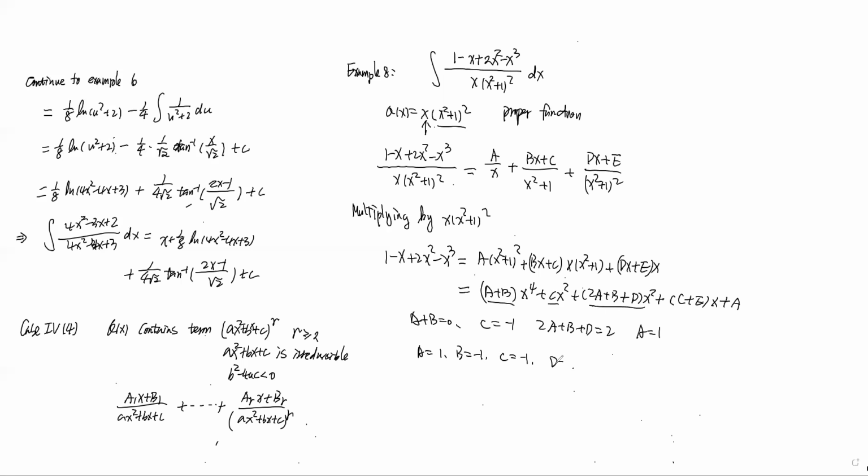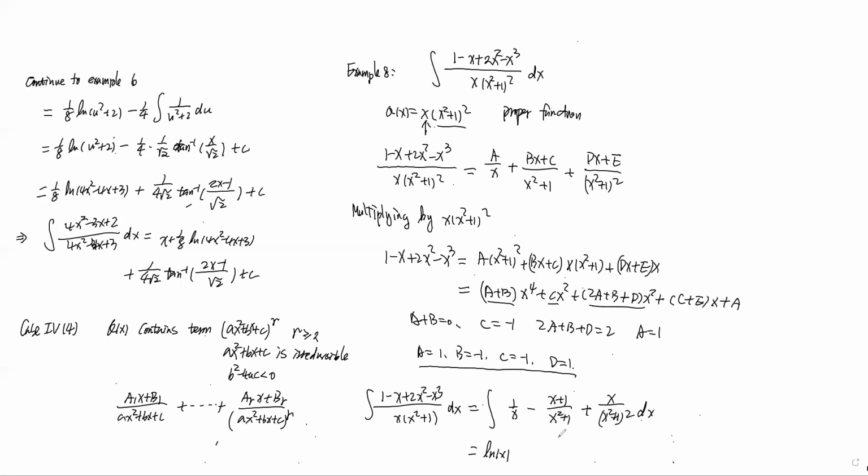That's low one, right? D is 1. So we get this. So let's deal with this. We have the integral of 1 minus x plus 2x squared minus x cubed over (x squared plus 1) squared dx. So this is 1 over x minus (x plus 1) over (x squared plus 1) plus (x squared plus 1) squared dx. Right? So the first term, this is log of absolute value of x.